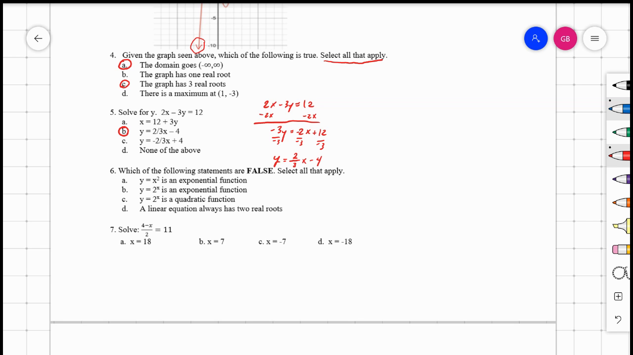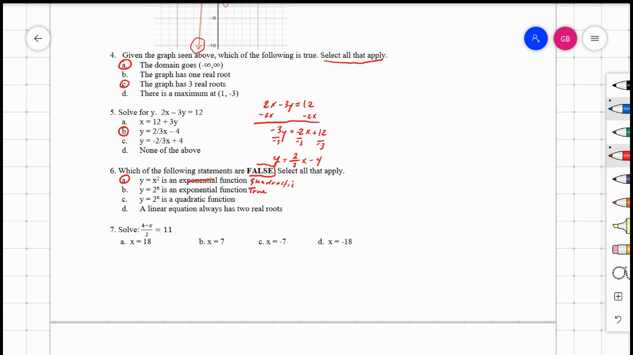Number 6, which of the following statements are false? Select all that apply. False. y is equal to x squared is an exponential function. That's false. It's actually a quadratic function. So that's one of our options. y equals 2 to the x power is an exponential function. That's true. Okay, so that is not one of our options.